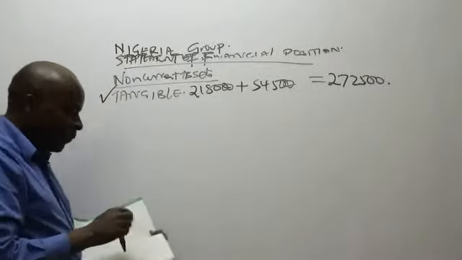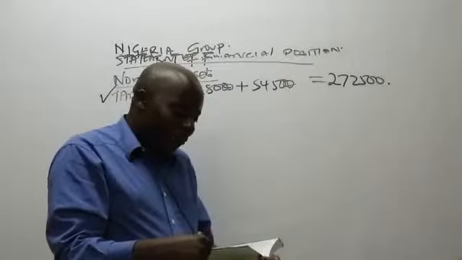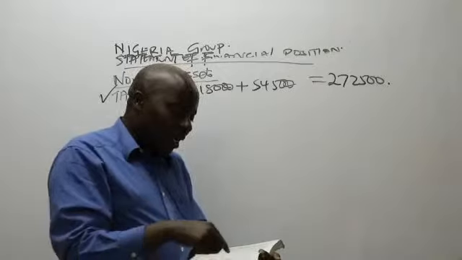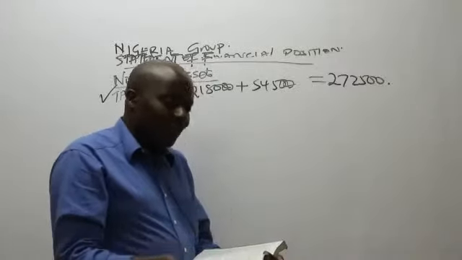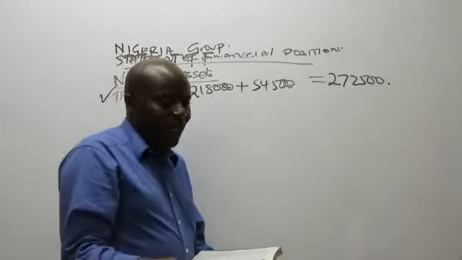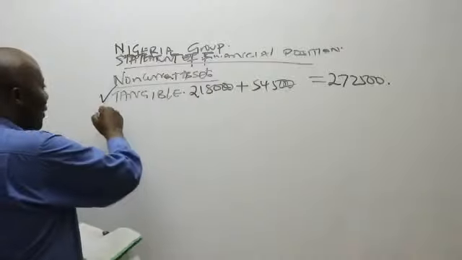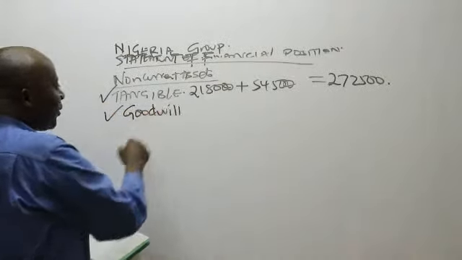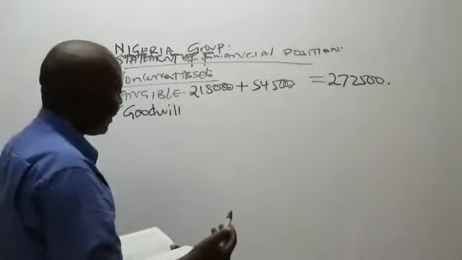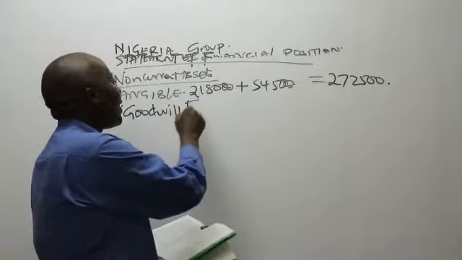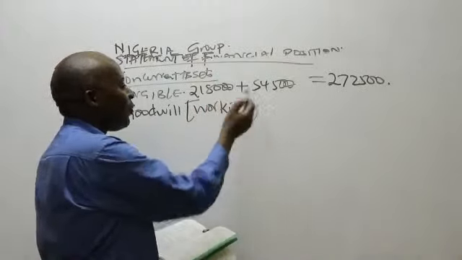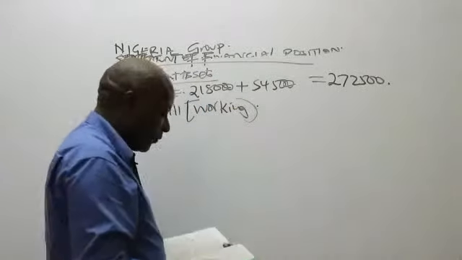Now, after tangible and current assets, I know the next thing should be goodwill. It doesn't matter the order really. I can't talk of investment in a subsidiary. So goodwill, I'll simply write there goodwill, and then I'll write for my examiner that I need a working for this.